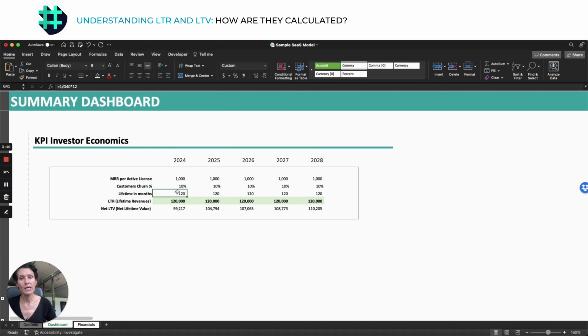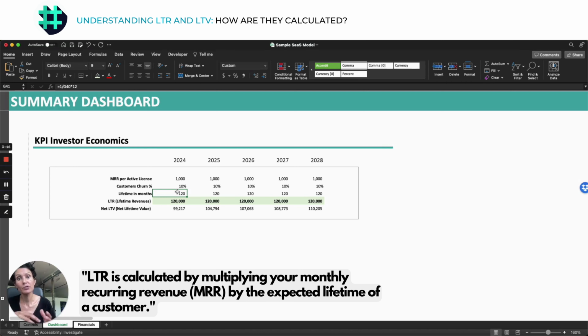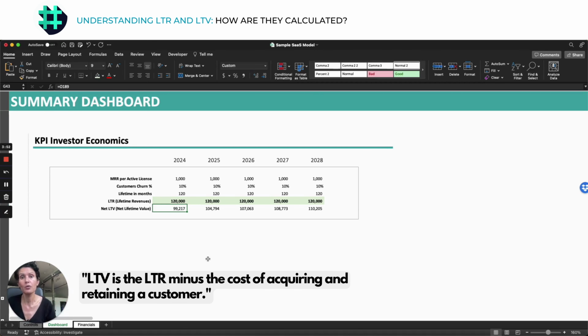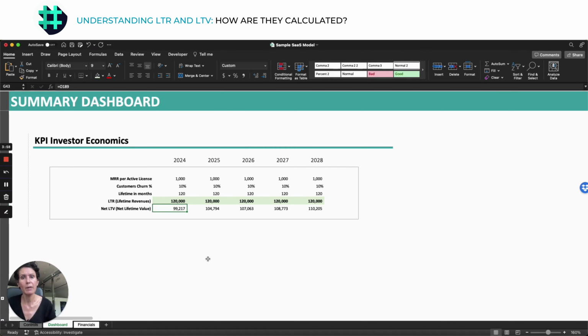So I now take my MRR on a monthly basis, which is 1,000, times the 120 months that any customer is expected to stay with me, and I get my LTR, or my customer lifetime revenue, of 120,000. LTR, also, just to be aware, is often called LTV. If you Google this, you'll find many people refer to revenue as value. We differentiate because net lifetime value is lifetime revenue minus the costs that it takes to obtain that customer and keep them active on your platform.